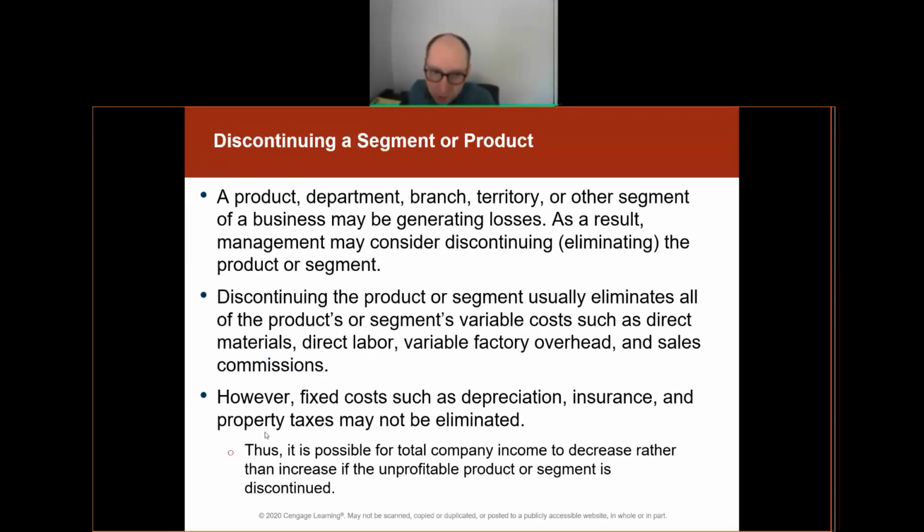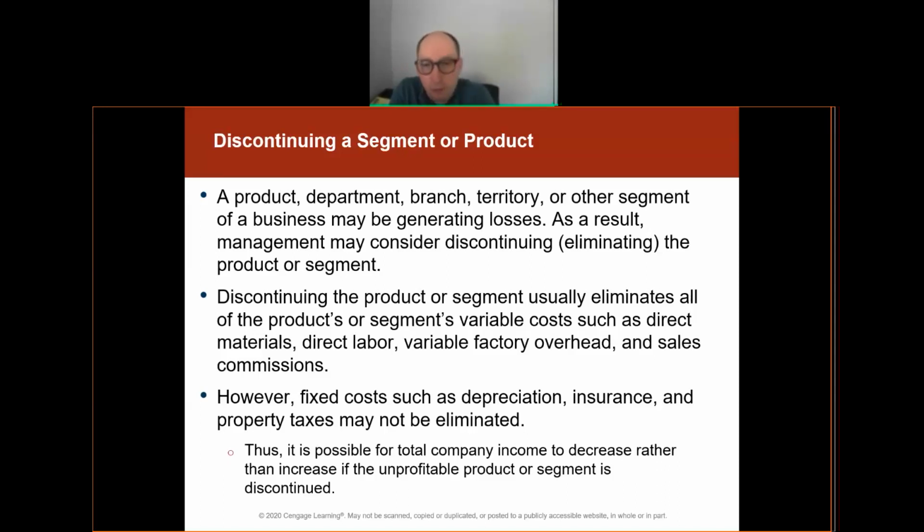Think of sunk costs like sinking a ship. The ship sinks to the bottom. Well, you just lost the cost of that ship. You can't recover it. That's why they call it a sunk cost.